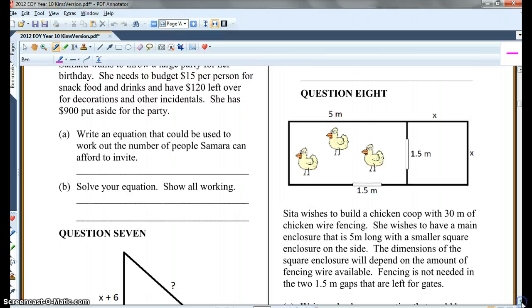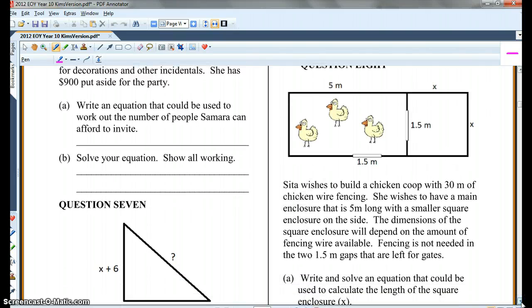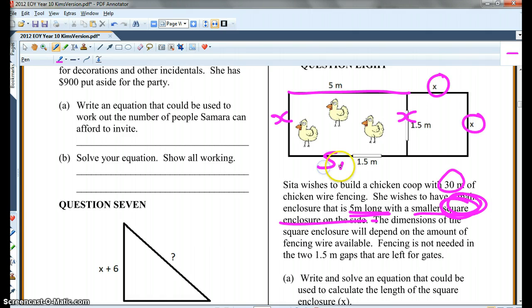Question 8. Sita wishes to build a chicken coop with 30 metres of chicken wire fencing. She wishes to have a main enclosure that's 5 metres long, here, with a smaller square enclosure to the side. Very important, that square. So these two are going to be the same length. That means that's going to be x, and that's going to be x, and that's going to be 5 metres, and that's going to be x. The dimension of the square enclosure will depend on the amount of fencing wire available. Fencing is not needed for two 1.5 metre gaps that are left for gates.